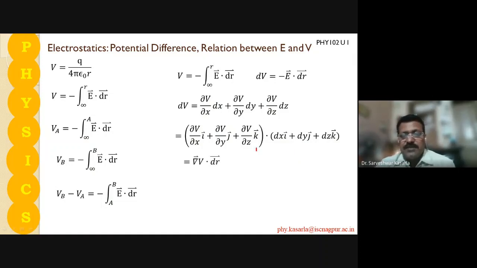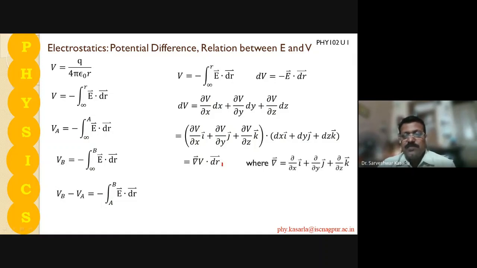So why this happens, let us see. This can be written as the del operator. This is called the del operator, operating on V. This is just notation: the del operator operating on V, dot, and this vector can be written as dr.